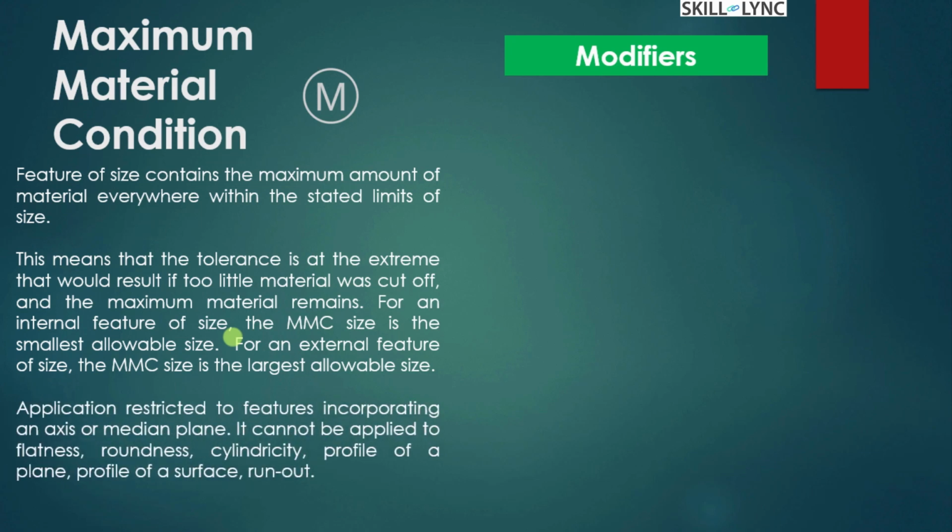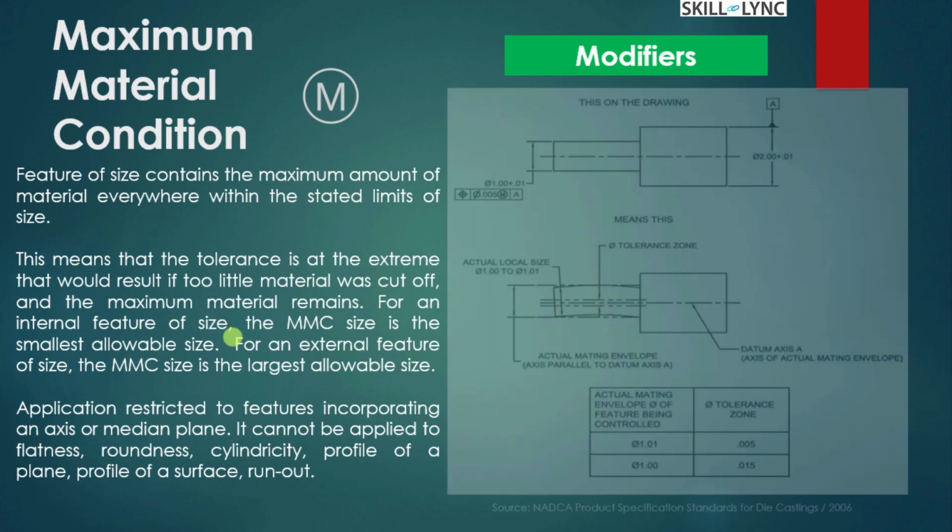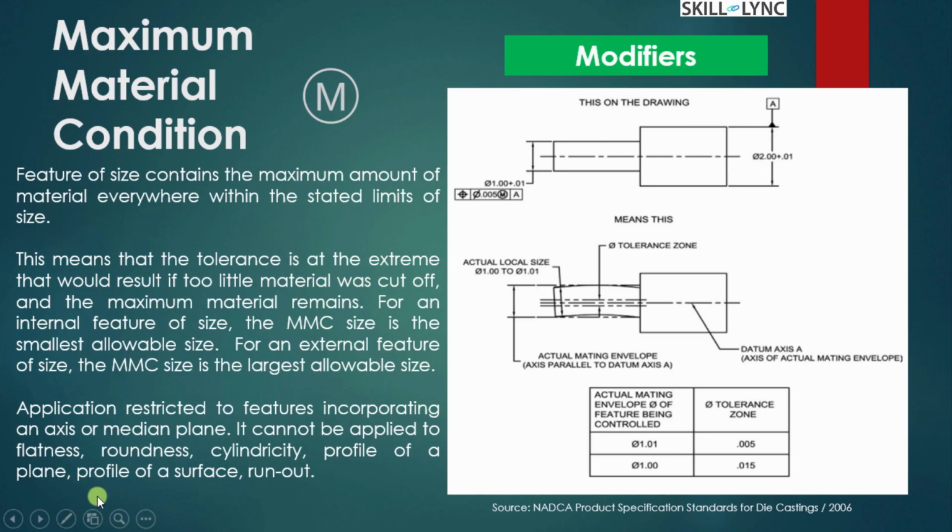So for this maximum material condition, there are restrictions to use it. These are applied to features that are incorporated to the axis or the median plane. So it cannot be applied to a flatness, roundness, cylindricity, profile of a plane, profile of a surface or runout. So this maximum material condition is applied only to those features that incorporate an axis or a median plane. So let's look into this example.